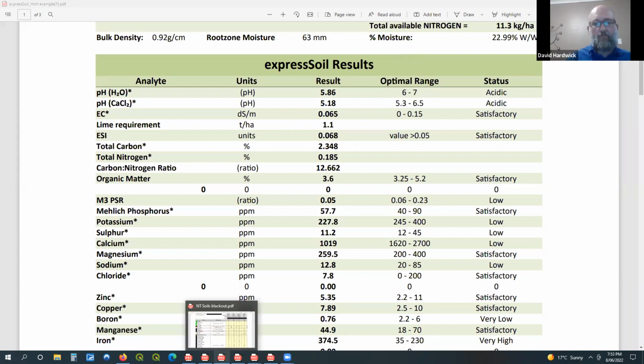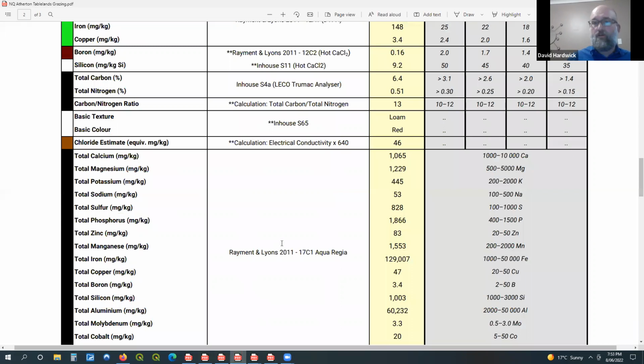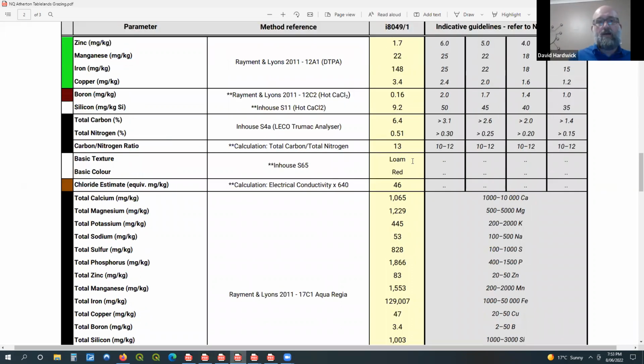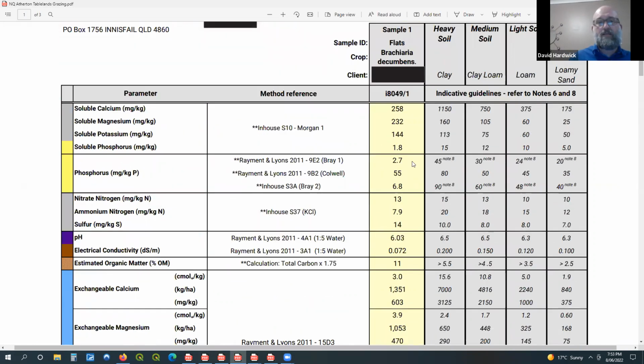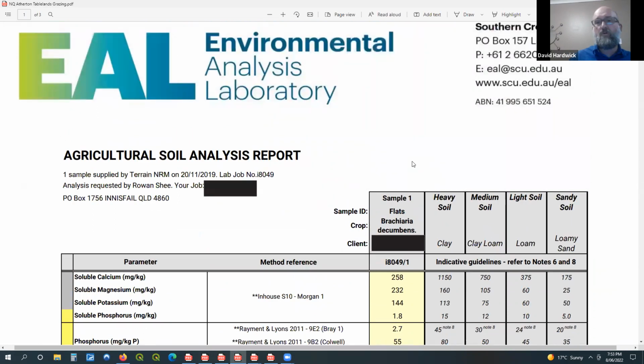And I'll get one more up just so we can look at a different lab. This is a grazing paddock in North Queensland, just to give you a mix-up. This is a different lab too. This is EAL, who give you plenty of detail on their tests. That's the lab based at Lismore in Northern New South Wales at Southern Cross Uni.